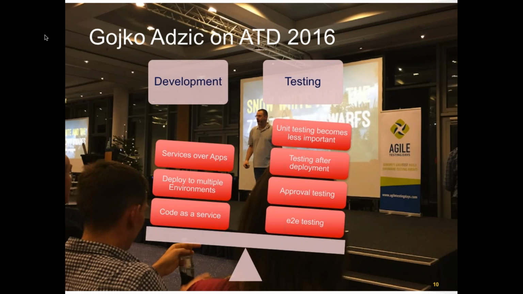Also at the Agile Testing Days, Gojko Adzic gave a very nice keynote where he said the way that we develop is changing. So we're changing our development more into services than making apps. We are hosting it as a service. So we're connecting services and ready-made components very quickly, and we can deploy it in multiple environments.